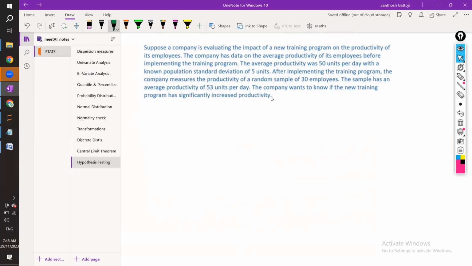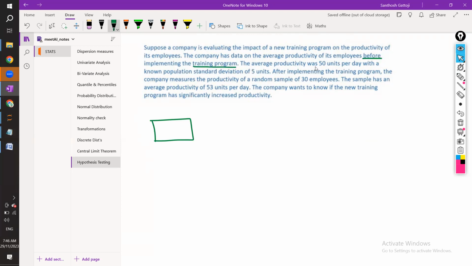Fundamentally, there is a company, let's say a new company, after you got a job, an MNC company. It is evaluating the impact of the new training. They thought the employees are not performing well, so they want to give some training. They have created a new training program to increase productivity. So the company has data on the average productivity of the employees before implementing the program. Before they started to implement the training program, they have some statistics.